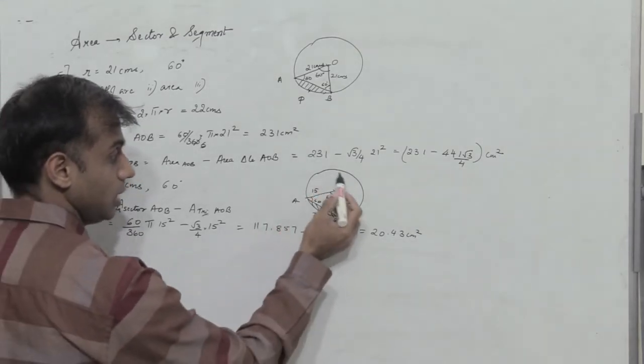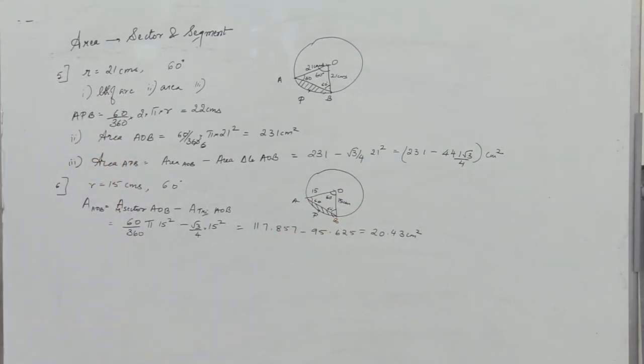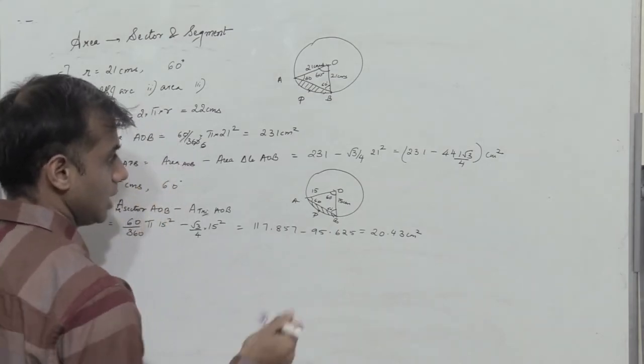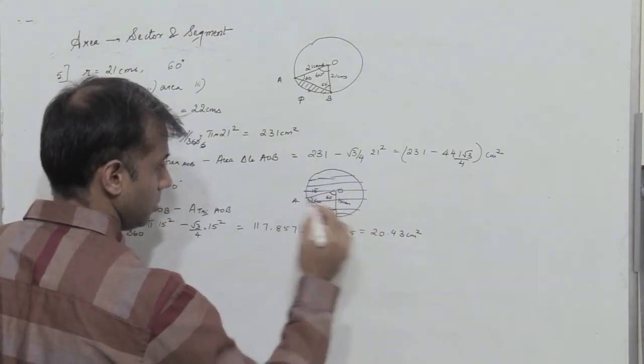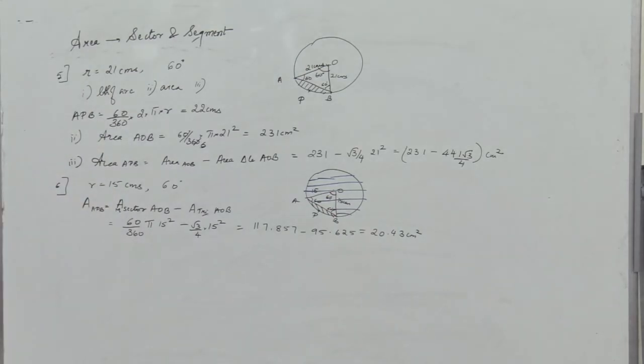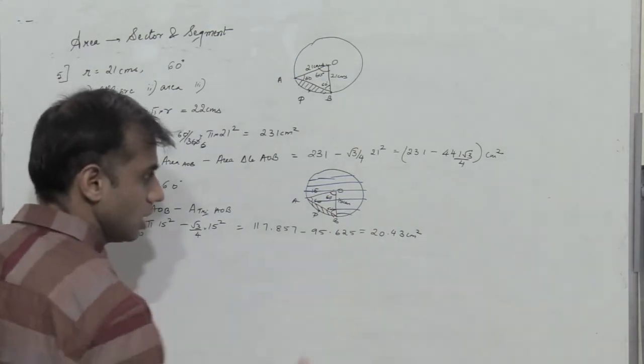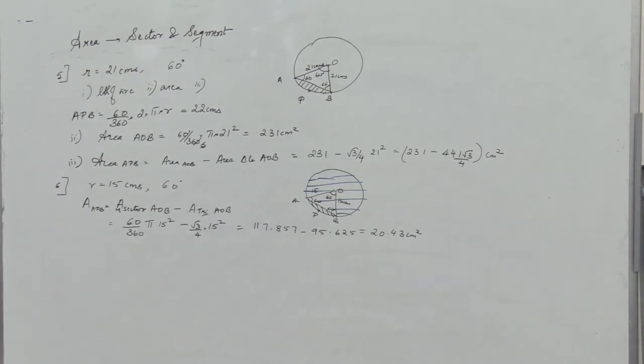So now we need to find the area of the major segment. What is the area of the major segment? The entire thing which is shown in blue is the area of the major segment. So if I calculate the area of the circle and subtract the area of the minor segment, I get the area of the major segment.